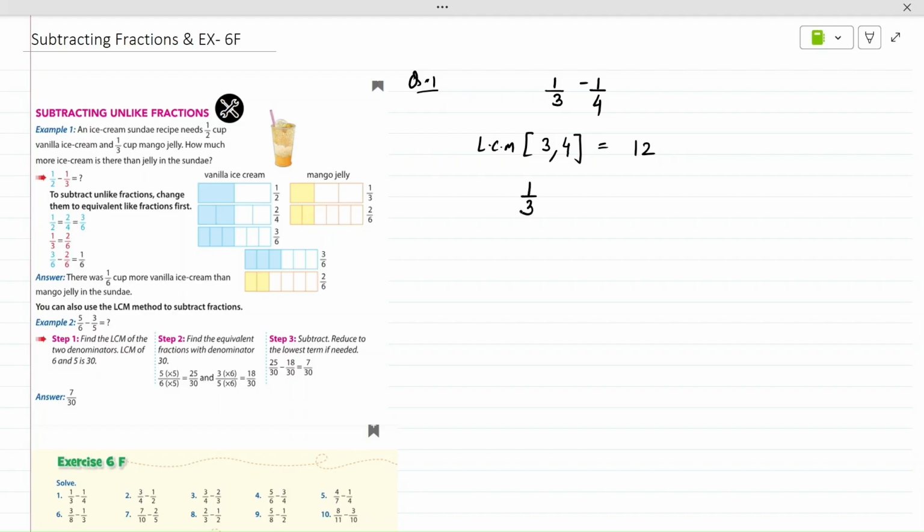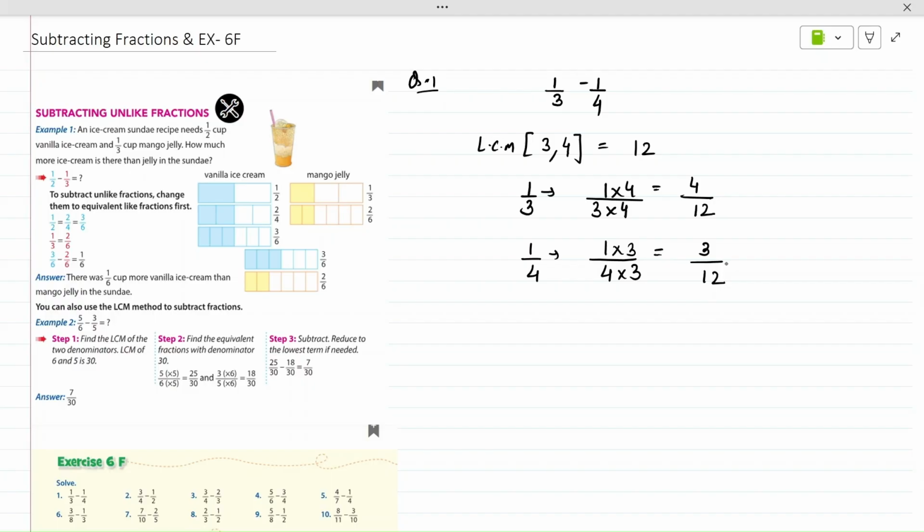Now let us change them to like fractions. For that we have to multiply the denominator with 4 here, and also the numerator with 4. This will be 4 by 12. Next one, we have 1 by 4. Here we are going to multiply the denominator with 3 and the numerator also with 3. This will become 3 by 12.